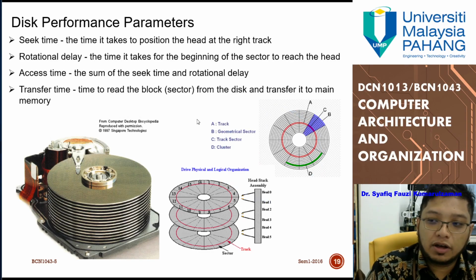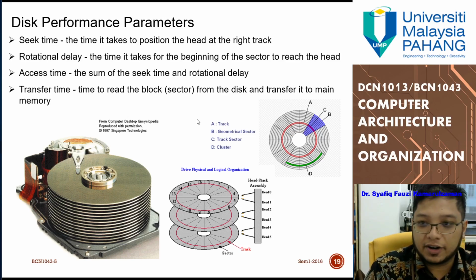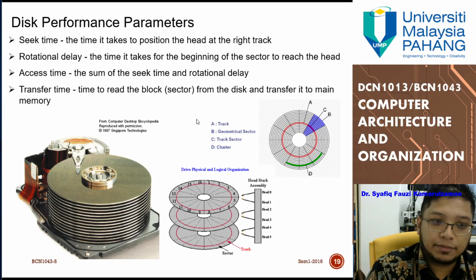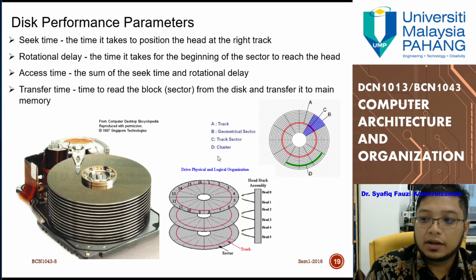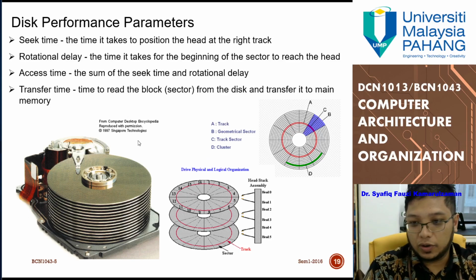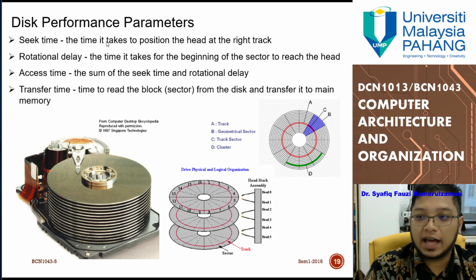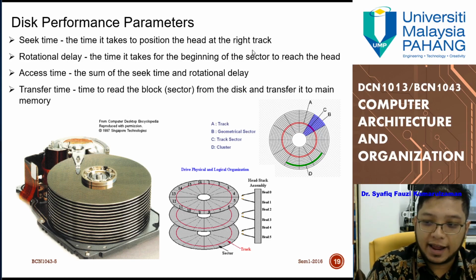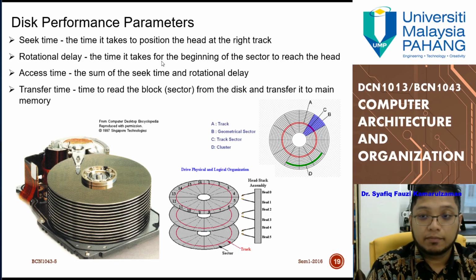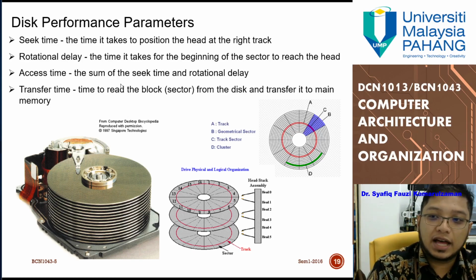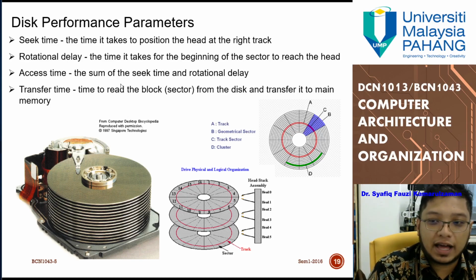In terms of the performance parameters of these hard drives, you need to look at the seek time, the rotational delay, access time, and transfer time, so that you can understand whether the memory is good or bad. Seek time is the time it takes to position the head at the right track. Rotational delay is the time it takes for the beginning of the sector to reach the head. The access time is the sum of the seek time and the rotational delay. Transfer time is the time to read the block from the sector on the disk and transfer it to the main memory. These are the four things for you to determine the performance of hard drives.